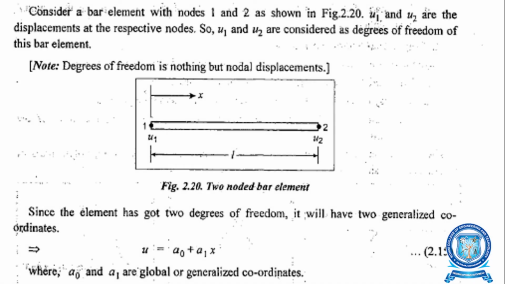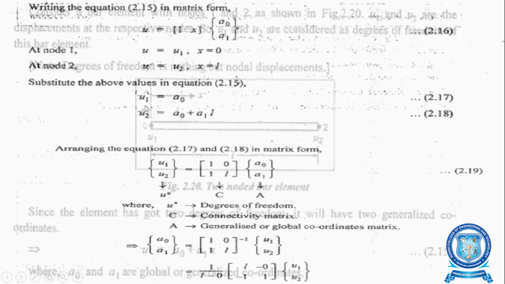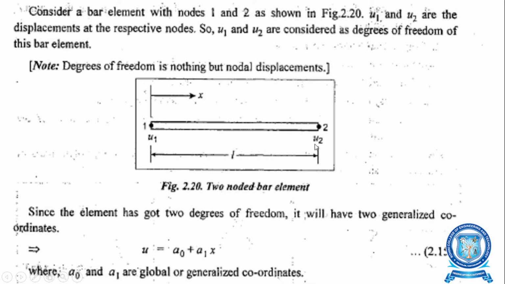Here we are going to consider a bar element with nodes 1 and 2 as shown in the figure. We are considering it as one element, and it has two nodes. At these two nodes there are the displacements u1 and u2. The total length of this bar is L. So u1 and u2 are considered as the degrees of freedom in this bar element.